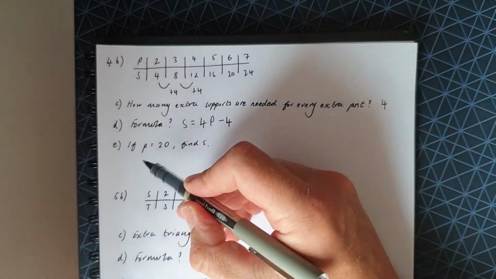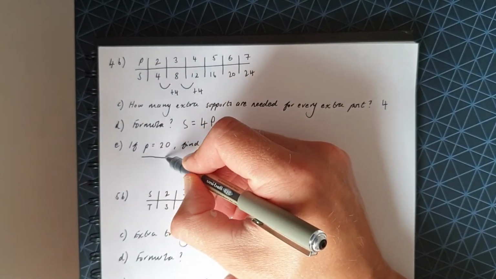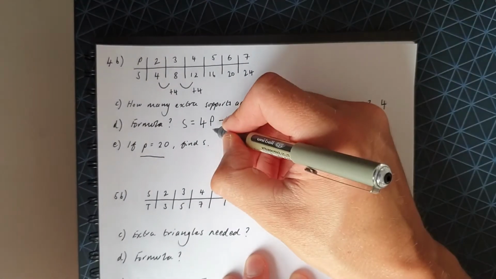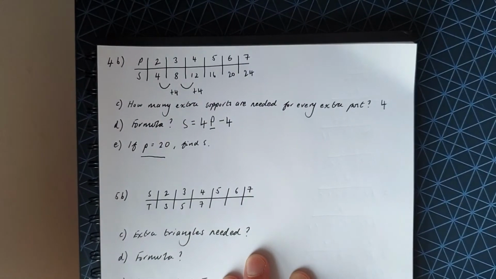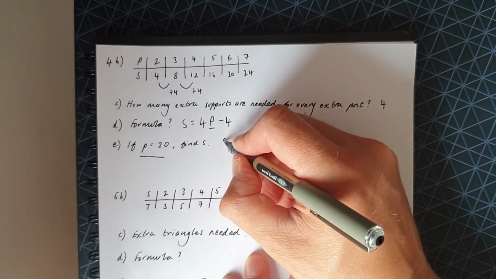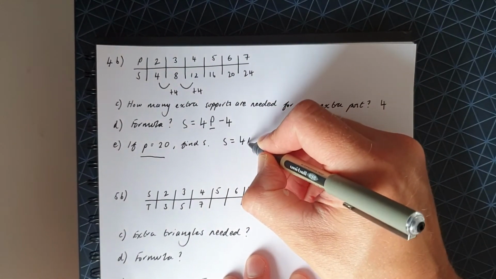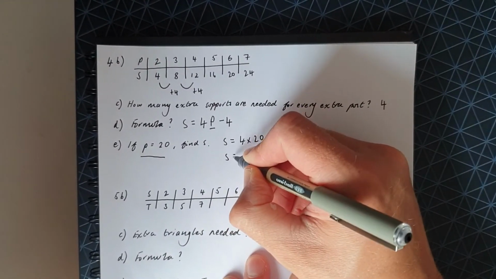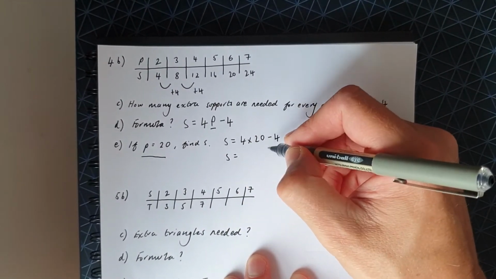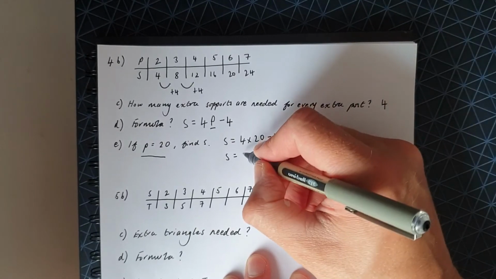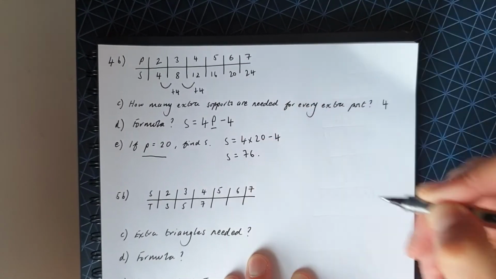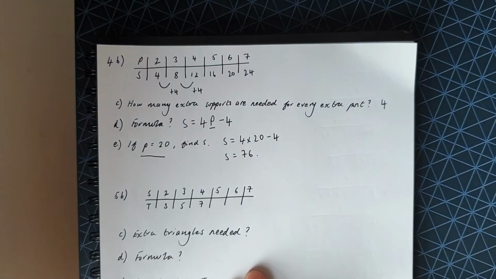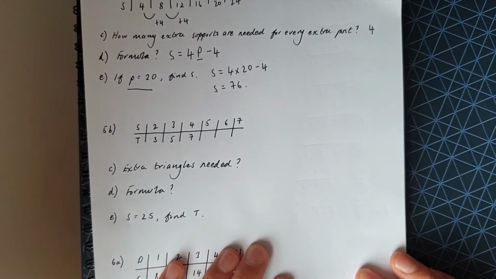Okay, and the next one, it's simply telling you what P is. It's telling you that P is 20. So all I do is I replace P in my formula with 20. So S equals 4 times 20 minus 4. Bit of BODMAS, multiply before you take away. 4 times 20 is 80. 80 take away 4 is 76. As simple as that.